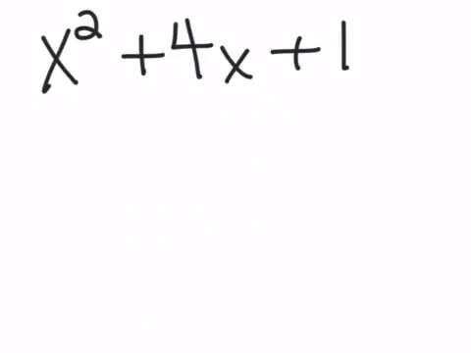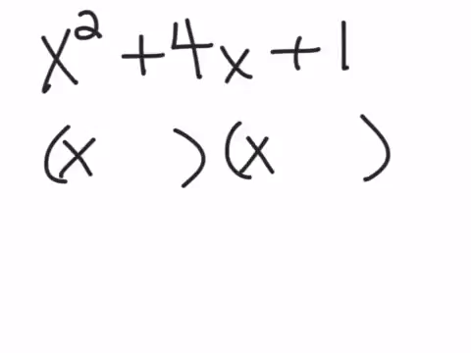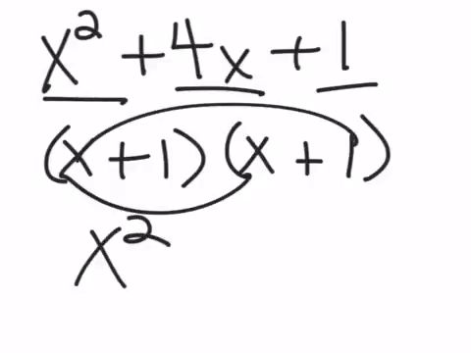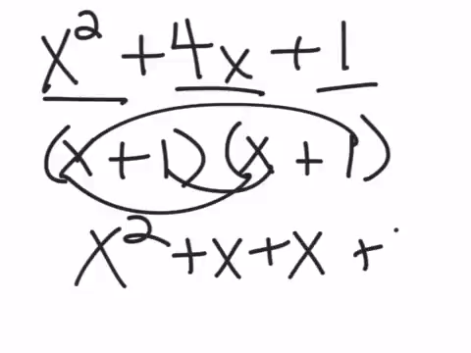All right, so here's example C. Let's take a look at it. If we're going to factor, then we're going to need an x times an x to get x squared, and a 1 times a 1 to get the 1. But somehow I don't think that's going to give me 4 in the middle. X times x gives me x squared, that gives me 1x, that gives me 1x, and that gives me 2. So I get x squared plus 2x plus 2. So this one is not factorable.